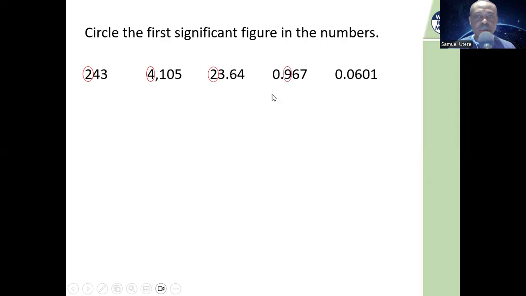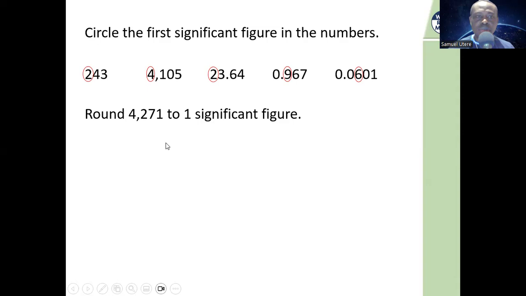Now here we have 0 as the first digit, but the first non-zero digit is the 9. Here we have 0.0601, but the first non-zero digit in that number is 6. So now that you know how to identify the first significant figure, let's round this to one significant figure.